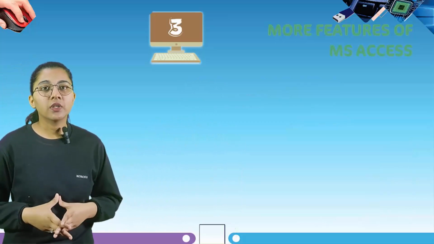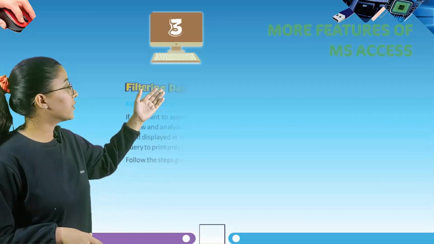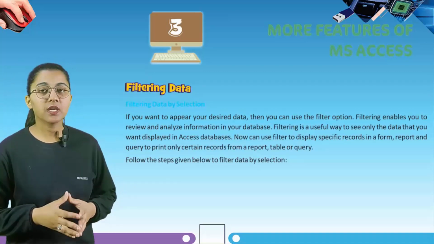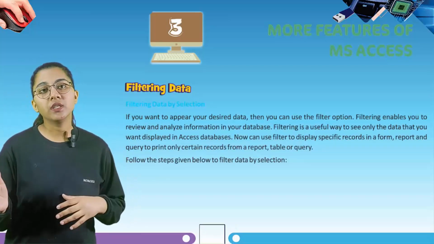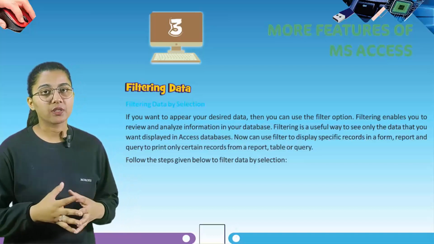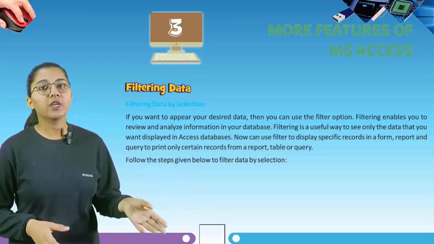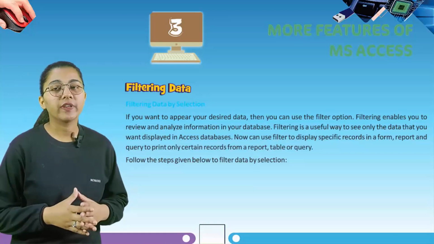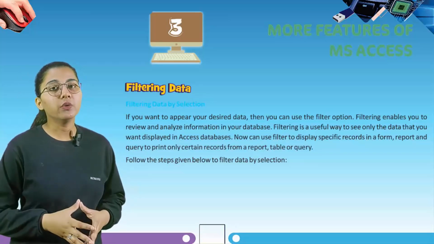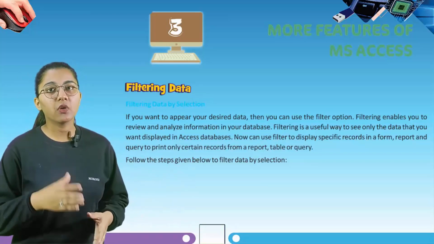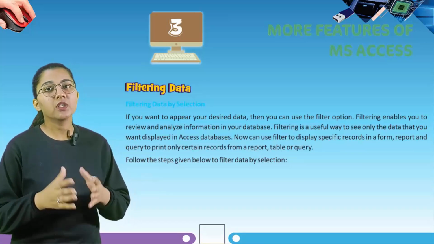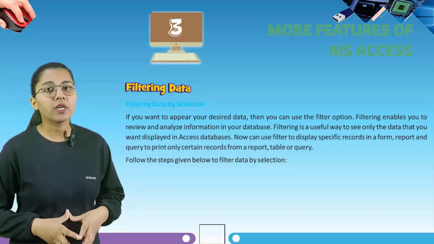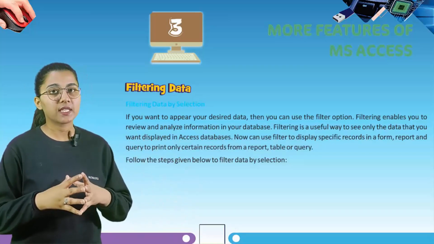Now let's start our new topic, that is filtering data. Filtering data by selection. So students, in this topic we are going to learn filtering data by selection. So if you want your desired data to appear, then you can use the filter option. Filtering enables you to review and analyze information in your database. Filtering is a useful way to see only the data that you want displayed in Access database.